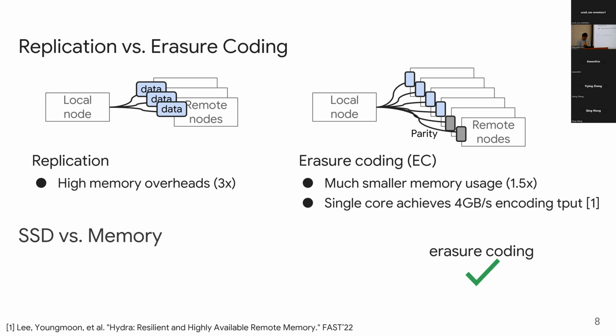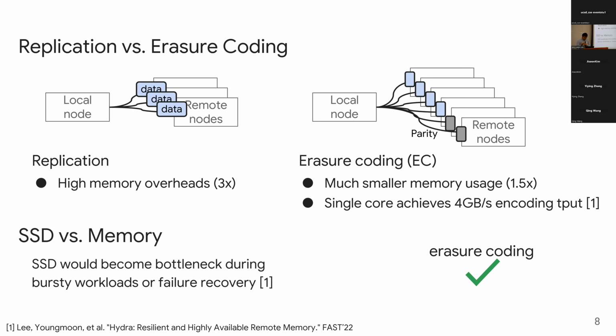Well, you might think: can we use SSD to store replicas or parity data for fault tolerance? This does save memory. However, doing so will force the application performance to bottleneck on the SSD during bursty workload or failure recovery, as shown by prior work.